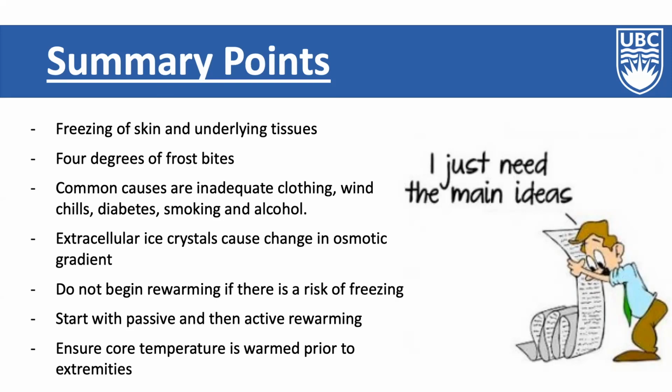So, to recap, frostbites are an injury caused by freezing of the skin and underlying tissues. There are 4 degrees of frostbites and they can happen anywhere on the body, but fingers, toes, nose, ears, cheeks, and chin are the most common. When the temperature drops, crystals form in the extracellular fluid, and the osmotic gradient pushes water from the intracellular compartment to the extracellular compartments, causing cell death and eventually ischemia. Some causes of frostbites include inadequate clothing, wind chills, wet clothes, smoking, alcohol.